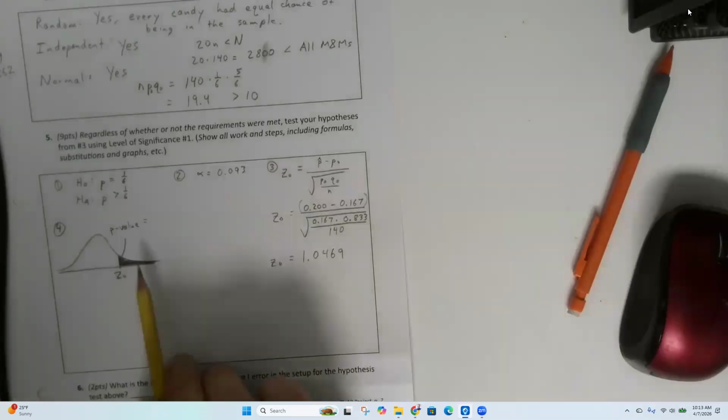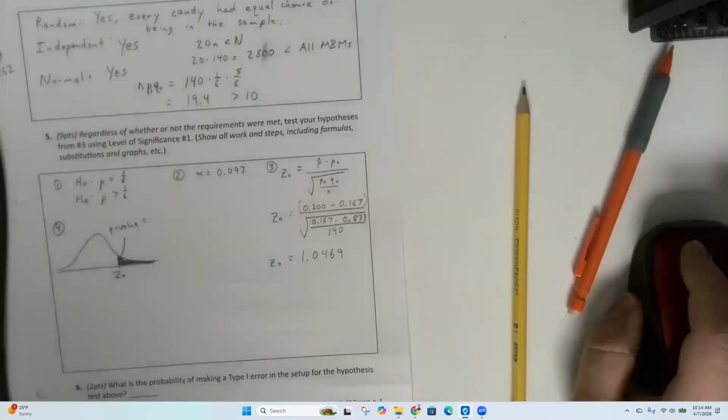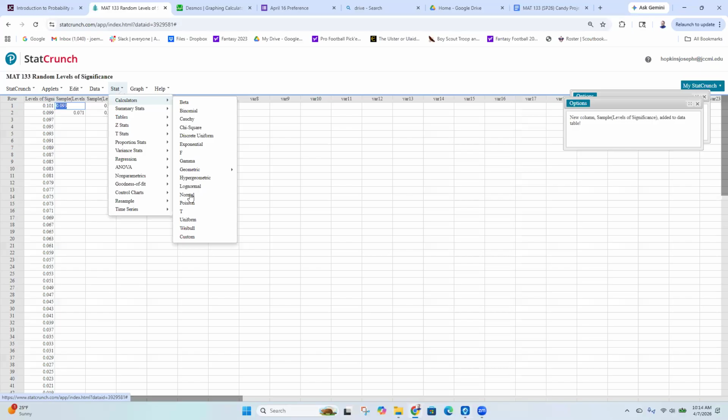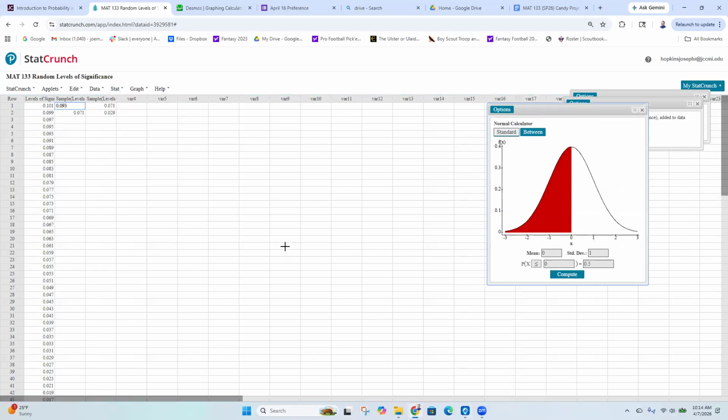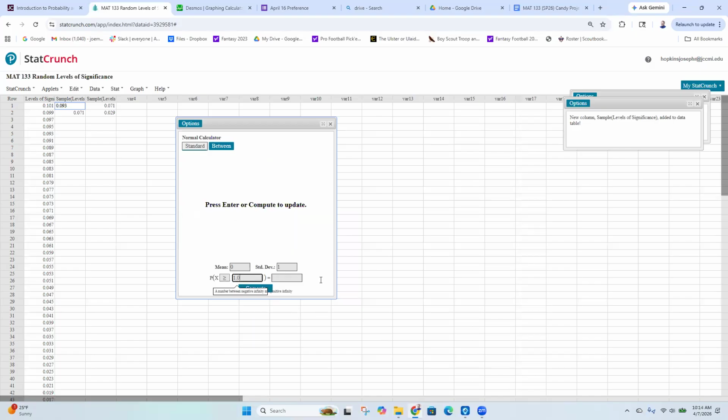So to find my p-value, I need to get to StatCrunch. I need to do the normal calculator. So I'm going to come over here to calculator and do stat, calculators, normal, and I want greater than, because I'm testing this side, right? And I don't know my p-value. I'm trying to find it. I'm going to put in my z-value here, compute. My p-value is 0.1476.